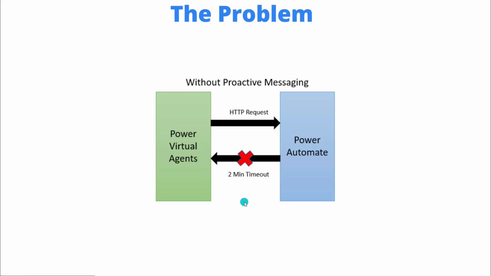So let's talk a little bit more about the problem. And this is without using the proactive messaging feature. So here we've got Power Virtual Agents, which you can think of as our client, and then we've got Power Automate, which you can think of as our server.